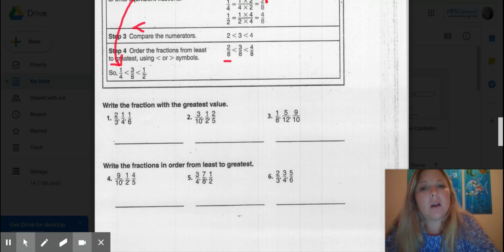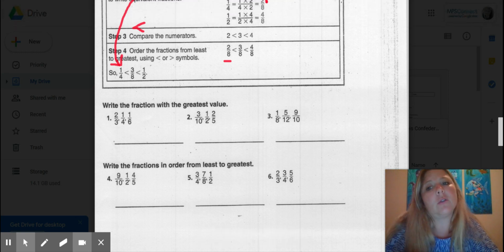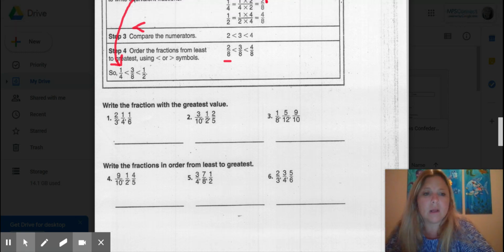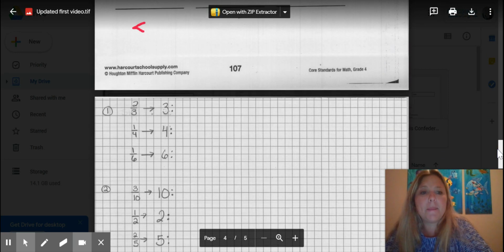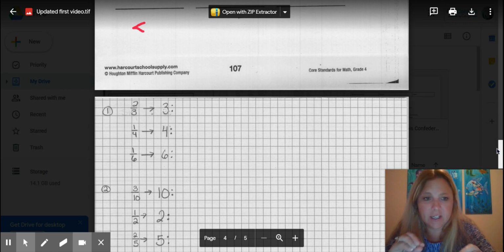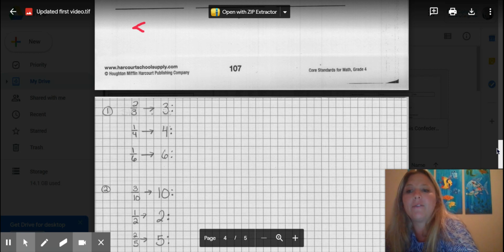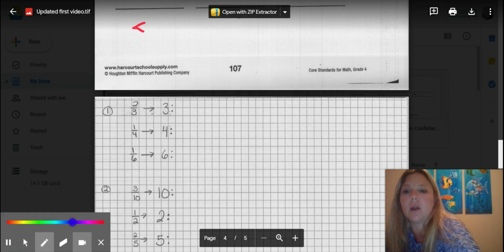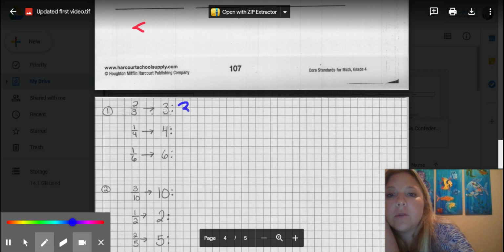The first section up here, they want you to list which one of the three fractions has the greatest value. So when I look at 2/3, 1/4, and 1/6, which one is larger? Again, you cannot compare fractions that have different denominators. You have to come up with a fraction with common denominators. So you have to skip count, and turn it into numbers that are definitely more legible.